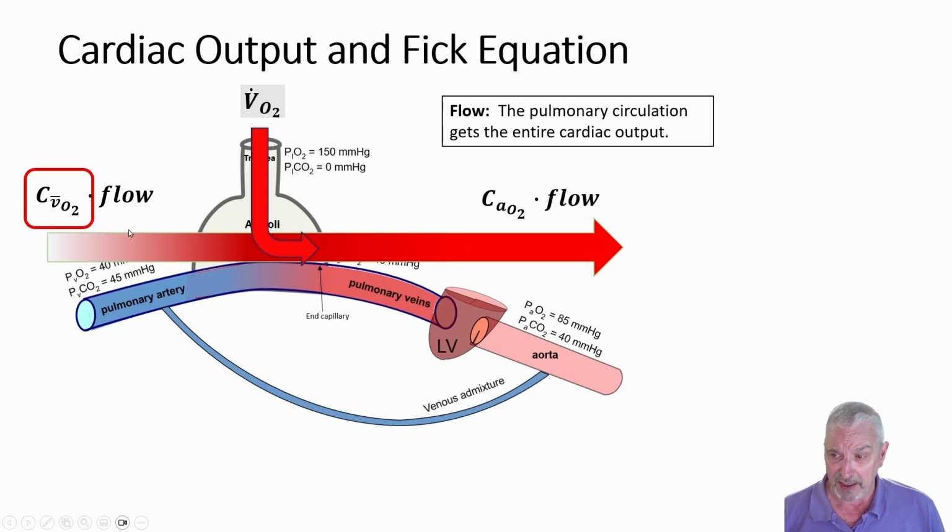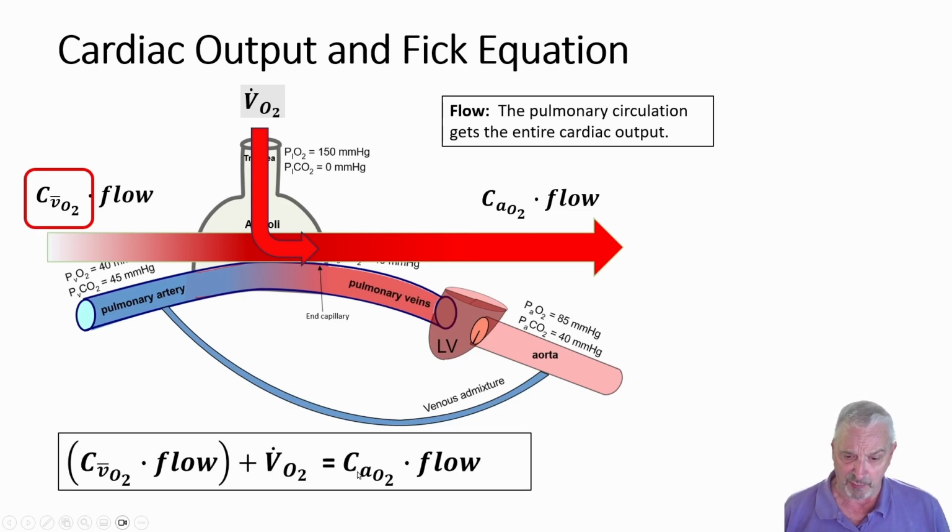And so we say that the oxygen coming into the pulmonary circulation is venous content times flow, or cardiac output, plus the oxygen that gets added by being taken up by the lung. And so the oxygen coming out, the arterial oxygen content times the cardiac output, is going to be equal to the sum of these previous two things.